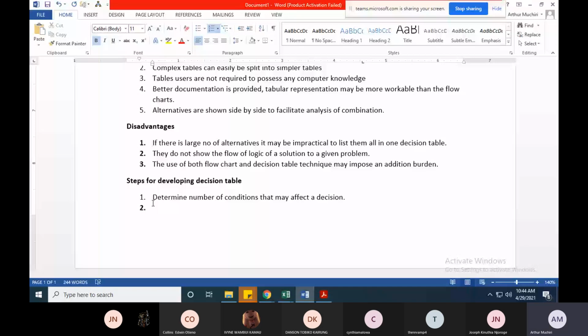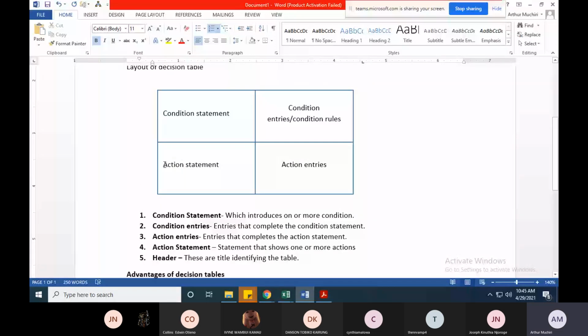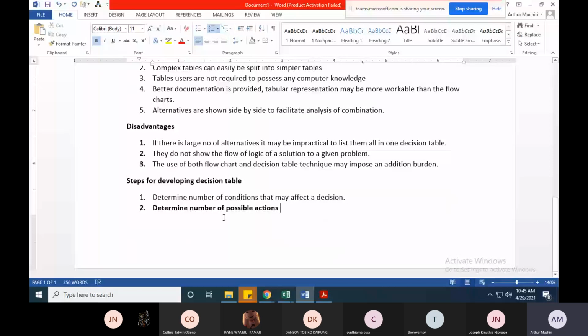just a minute before you write. Then the next one, number 2, determine number of possible actions. So actions inaenda wapi? Action statements ni hizi ziko chini, so hapo utasema conditions, raining, not going to rain. Then action statement, carry umbrella, not carry umbrella. So those are that you're going to determine the number of actions that can be taken.